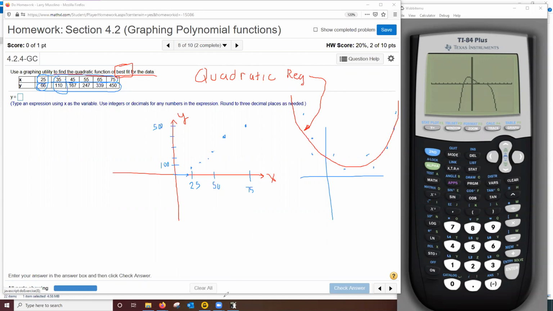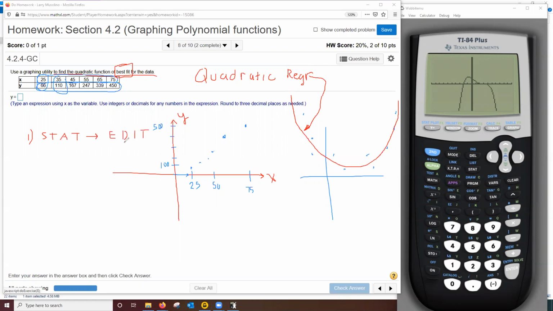The first thing we have to do is enter the data into the calculator. So step one is going to be to go to stat edit. Stat edit, by the way, the reason this is stat is this is somewhat of a statistical technique. This idea of doing what's called regression analysis is a statistical technique. So we're going to go to stat edit. Edit's going to let us input the data.